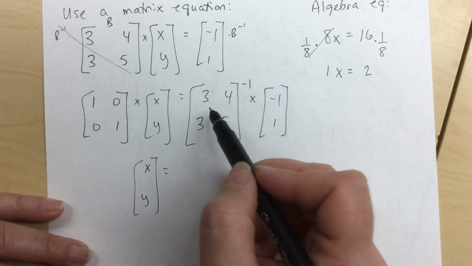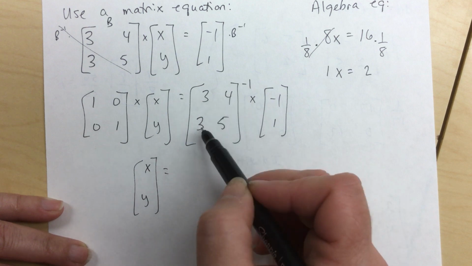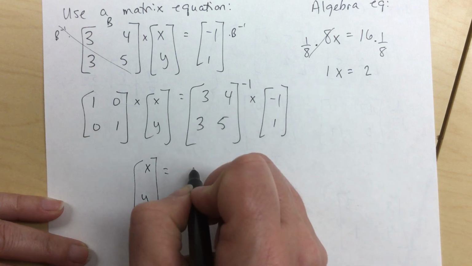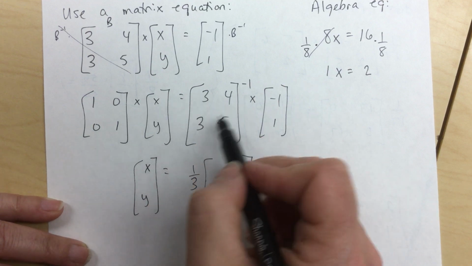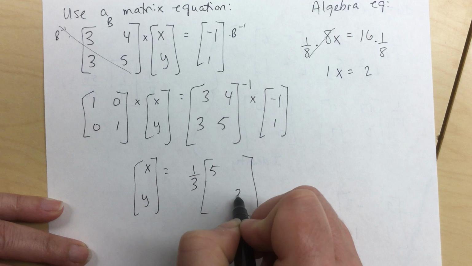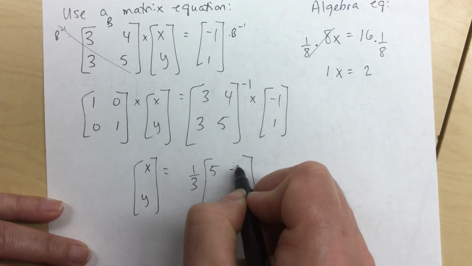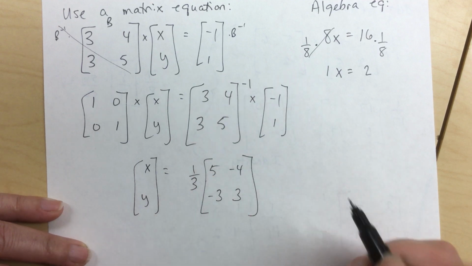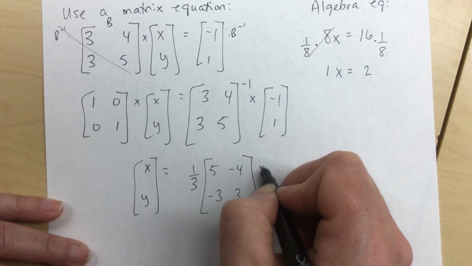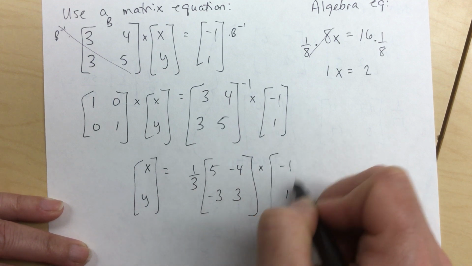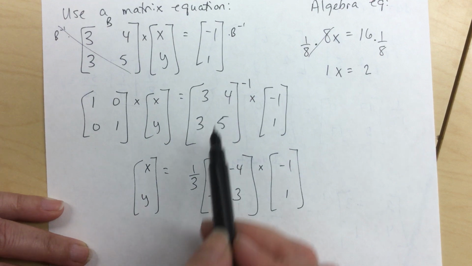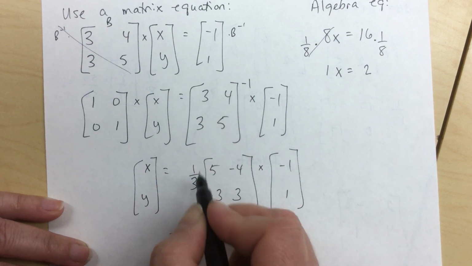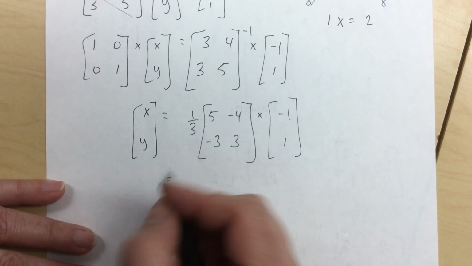So here's what you do. 15 minus 12 is 3. So I start with 1/3. Then we're going to flip these numbers here, 5 and 3, change the signs of those, -4, -3, and then we have to multiply it by -1, 1. So this fraction in this matrix is the inverse of that. Now, I'm not going to deal with my fraction yet. I'm just going to leave 1/3 out there.